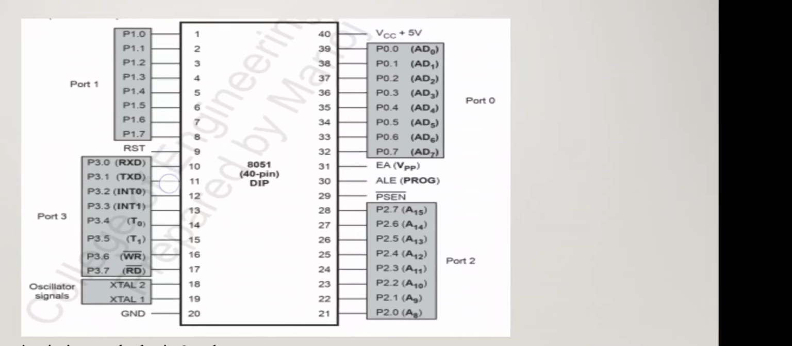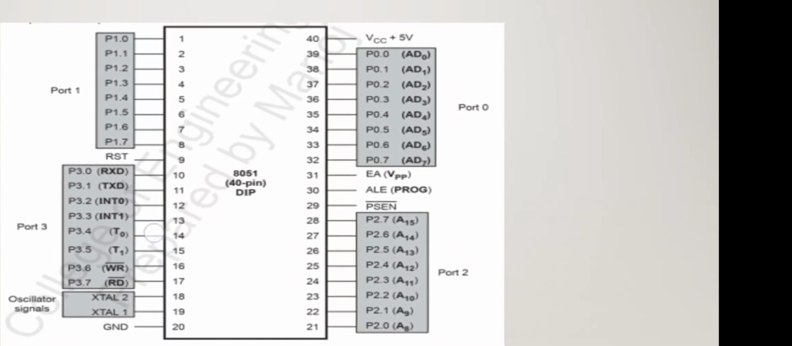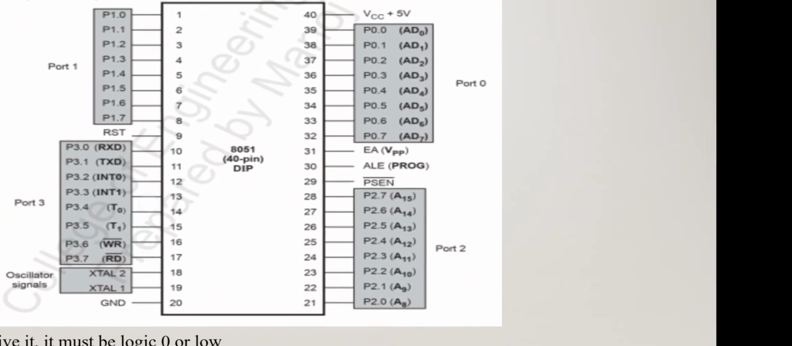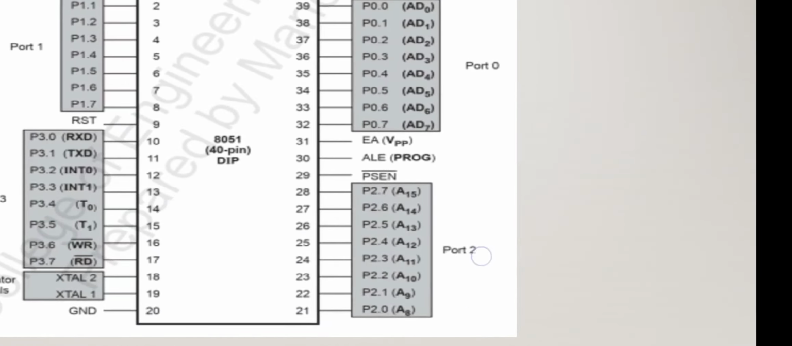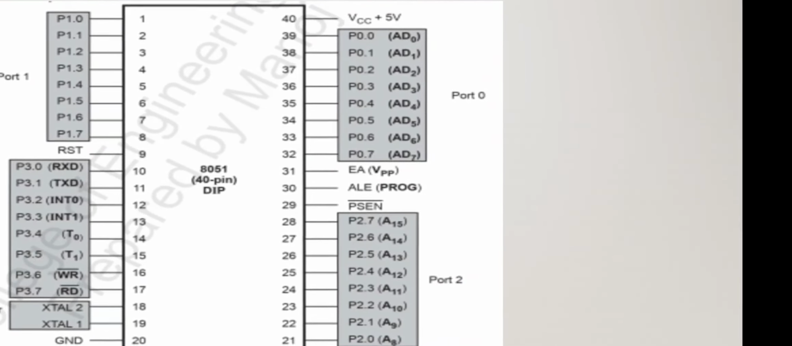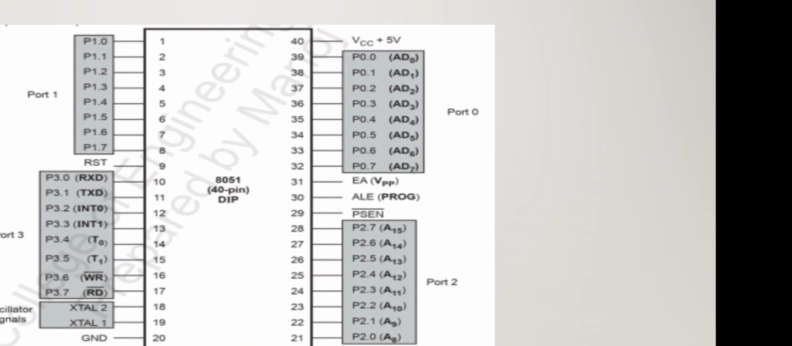Then next, 21 to 28, we have port 2, which is also multifunctional. Along with input output transmission, it also deals with the address bus, that is the higher order address bus, A8 to A15. Then we have the 29th pin, that is program status enable. We can discuss each in coming sections.